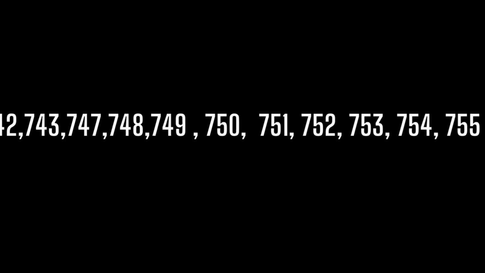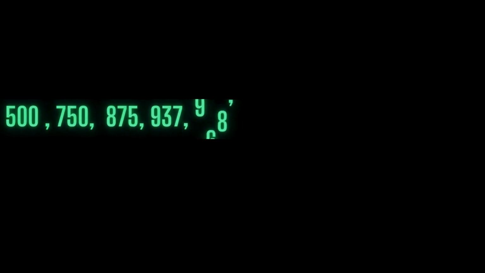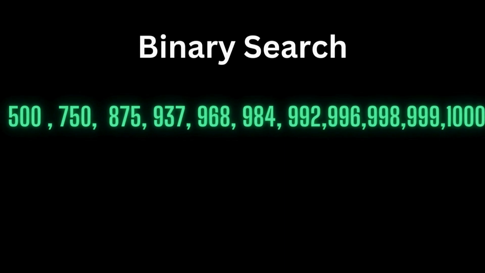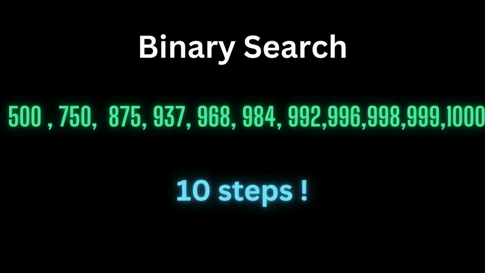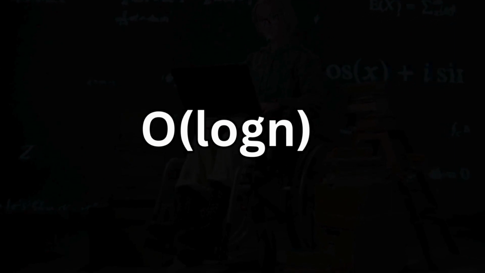We repeat the same procedure with the remaining half and get the number 750. And we continue with the divide and conquer approach until we reach the number 1000. This approach is known as binary search and would take us about 10 steps to find the number 1000 in a sorted list. The time complexity of the algorithm is big O of log n.